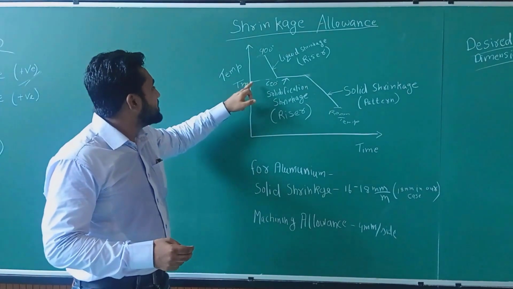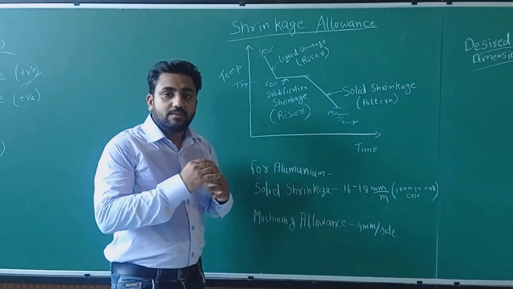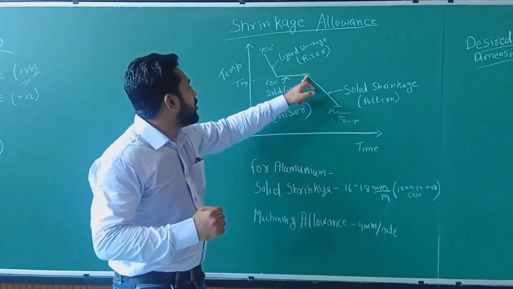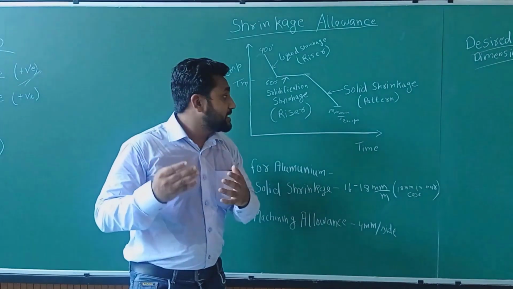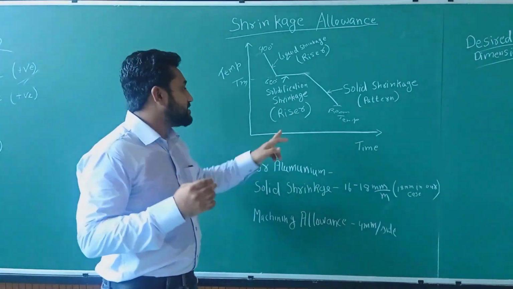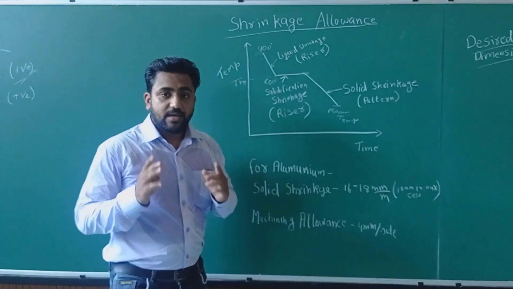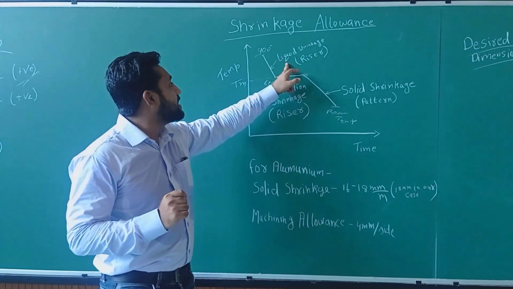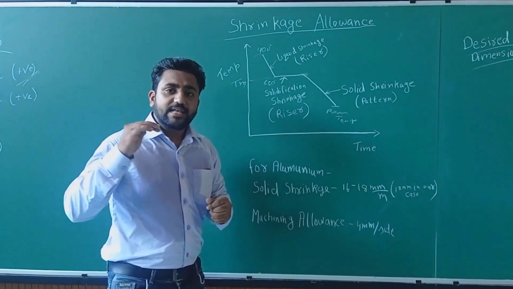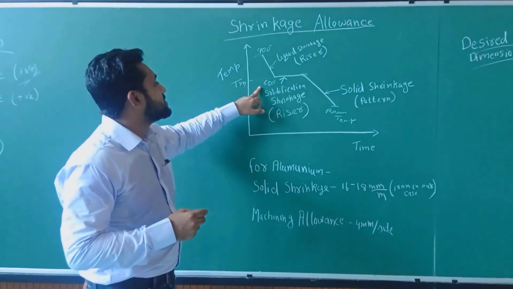Then again, at the melting point temperature, we know that the temperature remains constant, but the phase changes from liquid to solid. During this time also there will be some shrinkage. This shrinkage is called solidification shrinkage, and this will also be compensated by the riser. That is why we use a riser. The main aim of the riser is to compensate the liquid shrinkage and solidification shrinkage. Apart from that, gases also come out from the riser. This is another function, but the main function is this.